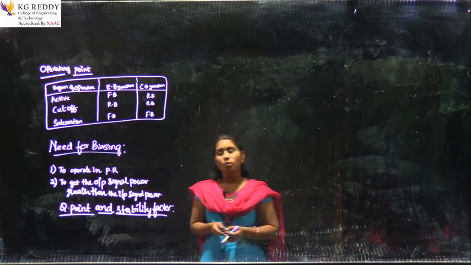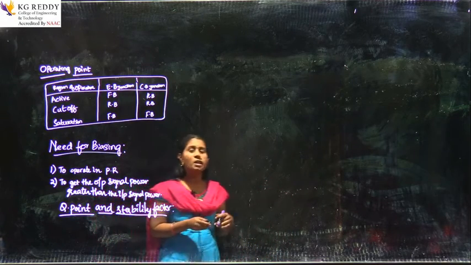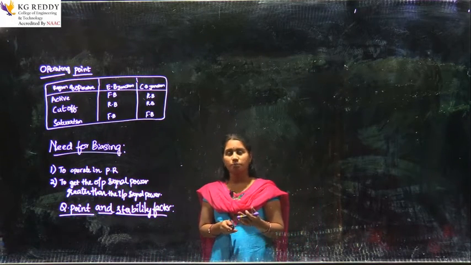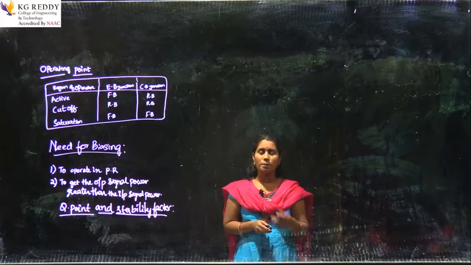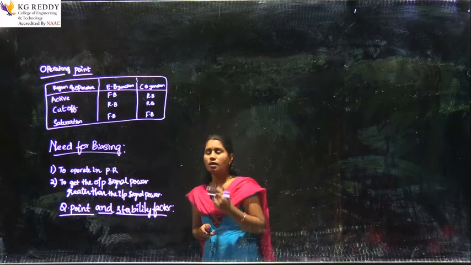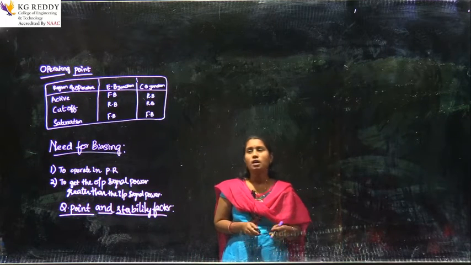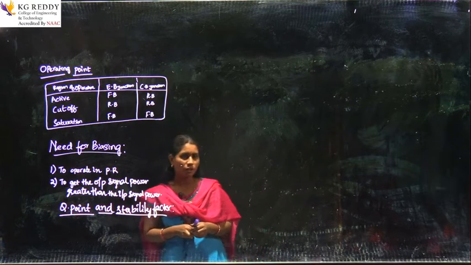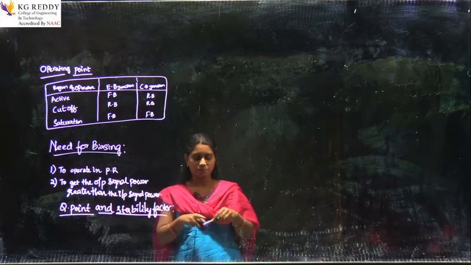So the stability factor indicates the degree of change in the operating point with respect to the change in temperature, IC0, beta and VBE. Now let us discuss one simple bias configuration, which is the fixed bias configuration.